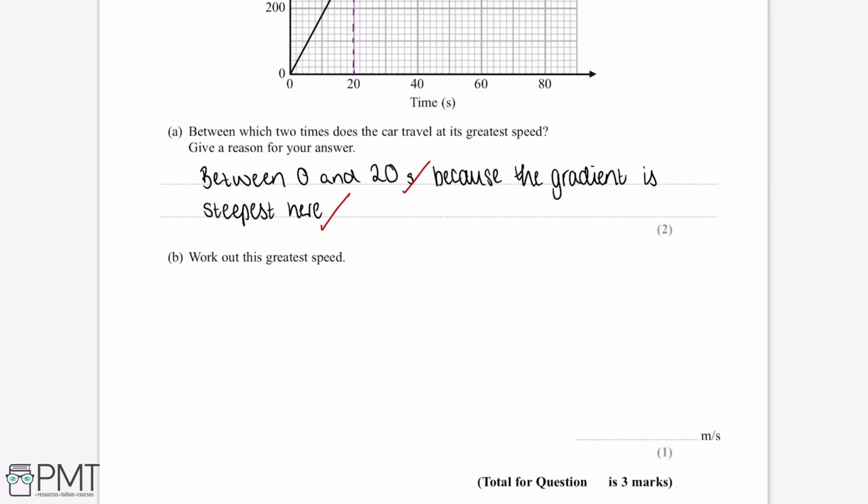So our gradient will be equal to 360 divided by 20. And if we put this into our calculator, this will give us an answer of 18. And this question's worth 1 mark, and that's for the correct answer.